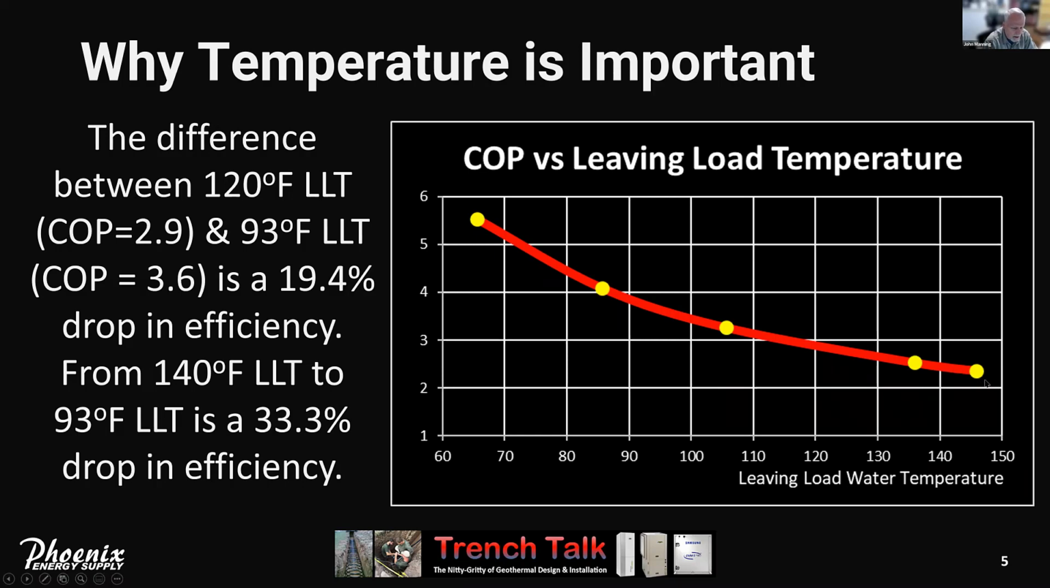So if you're trying to make a hydronic system work, with marginal distribution forcing you to operate at these temperatures, I would reconsider it. The difference between 120 degree leaving load and 93 degree leaving load is nearly 20%. And if you push it all the way up to 140 degrees, you're losing 33% compared to that 93 degree, which would be ideal. We'd like to be in COPs of roughly 3.4 to 4. So this is the sweet spot of applying geothermal to a hydronic system.